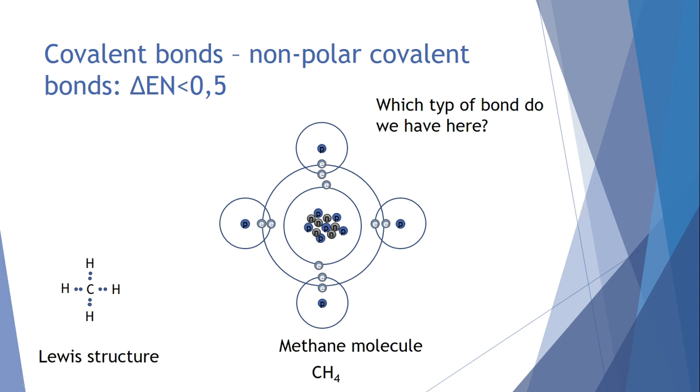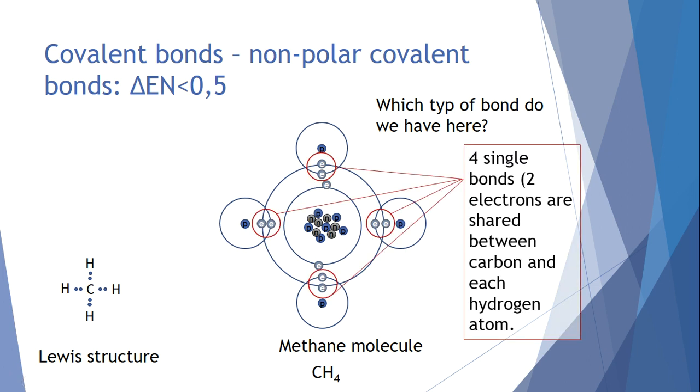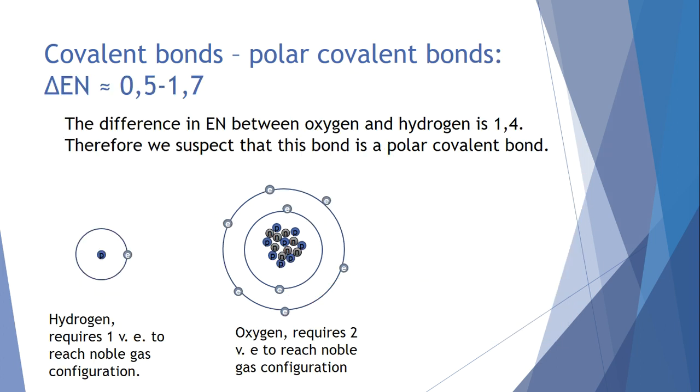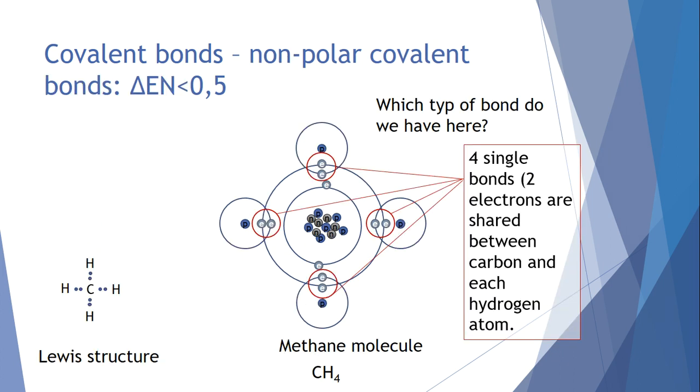And which type of bonds have we formed here? Well, here we have shared electrons, here we have shared electrons, here we have shared electrons, and here we have shared electrons. That corresponds to 4 single bonds, because in each bond, we have 2 electrons being shared between carbon and each hydrogen atom. So we're going to have 4 single bonds formed in this compound.